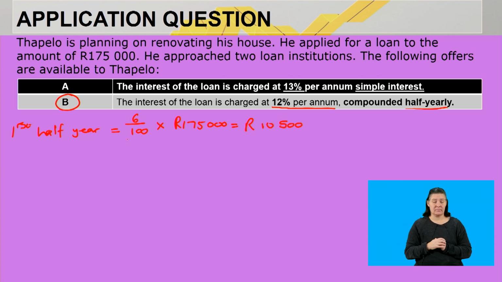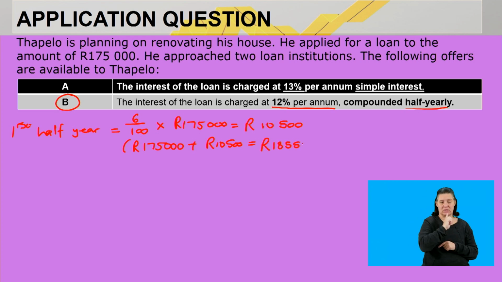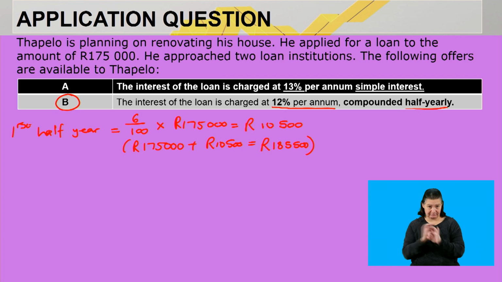Okay, now remember, before I move on to the second half year, I'll have to take the 175,000 rand plus the interest of 10,500. Okay, let's add the two amounts together, 175,000. So that will give us a new principal amount of 185,500 rand. Are we still clear? Now, second half year.